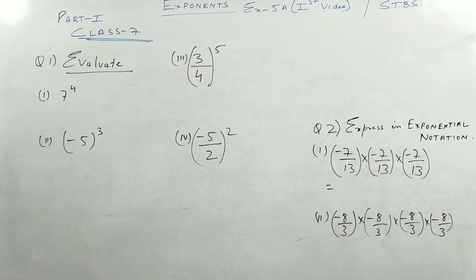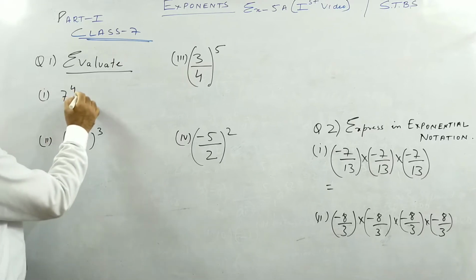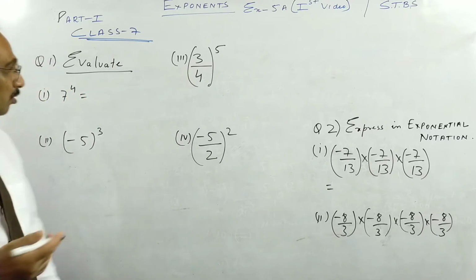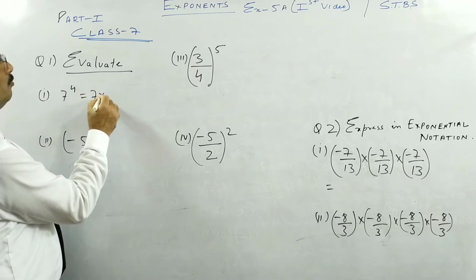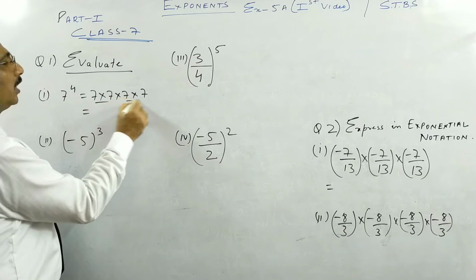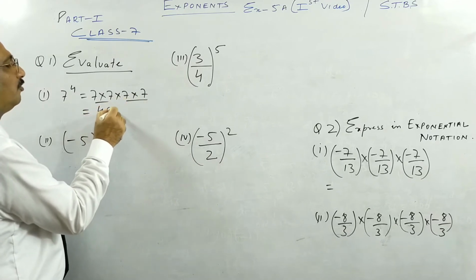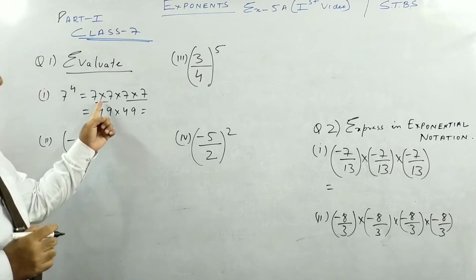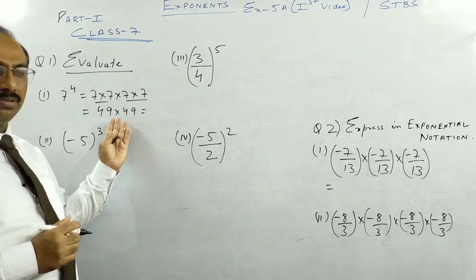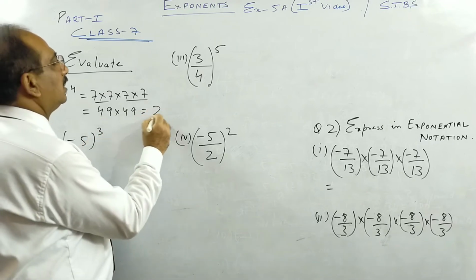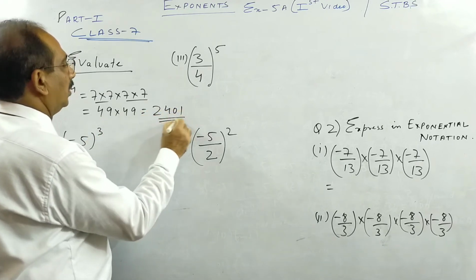So next, now we move on to the main chapter. So you see here, we have to find the value of all of this. So 7 to the power 4 means 7 multiplied 4 times. So what do I do? 7 sevens are 49, into 49 if you multiply. So I'm making it 2 digit by 2 digit. So this I think will give you 2401.